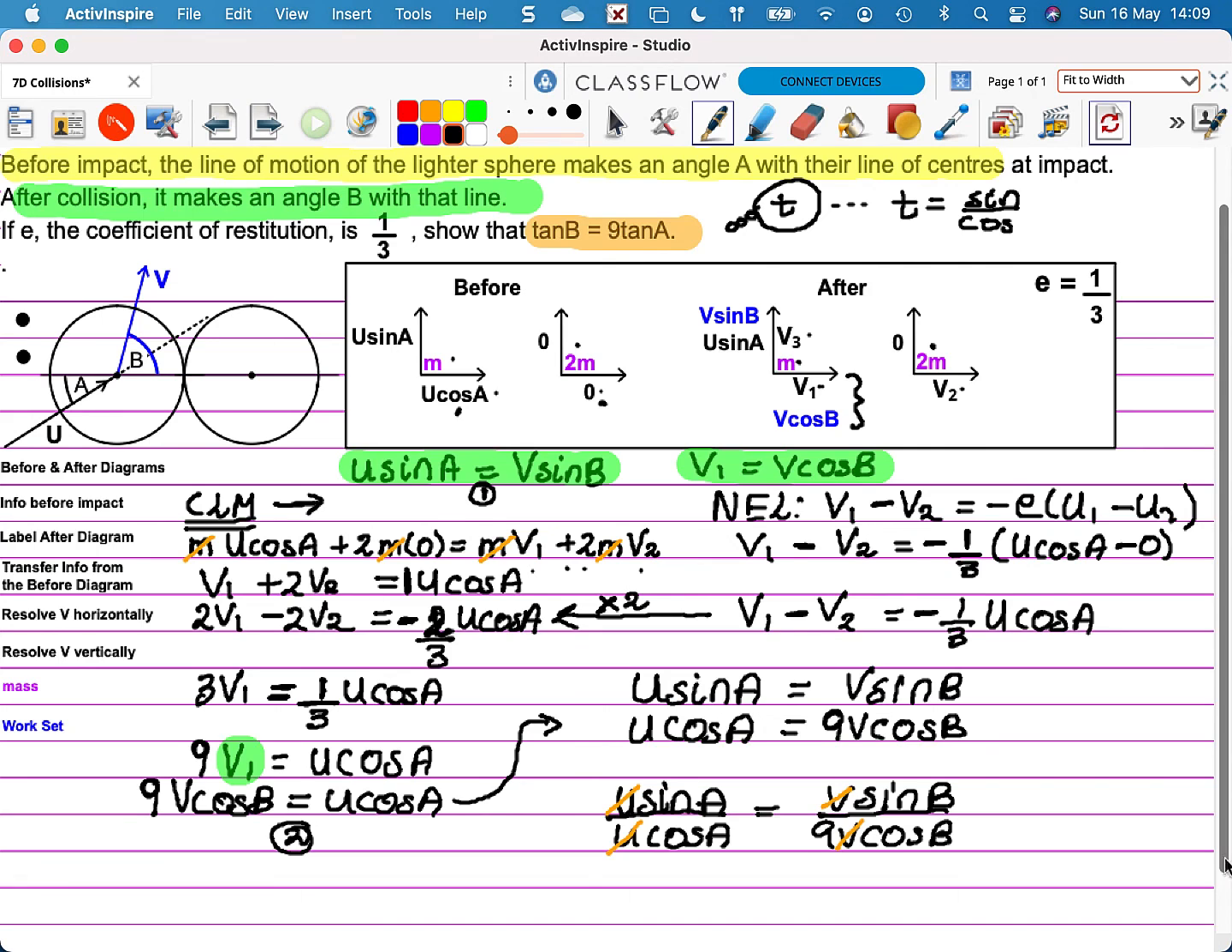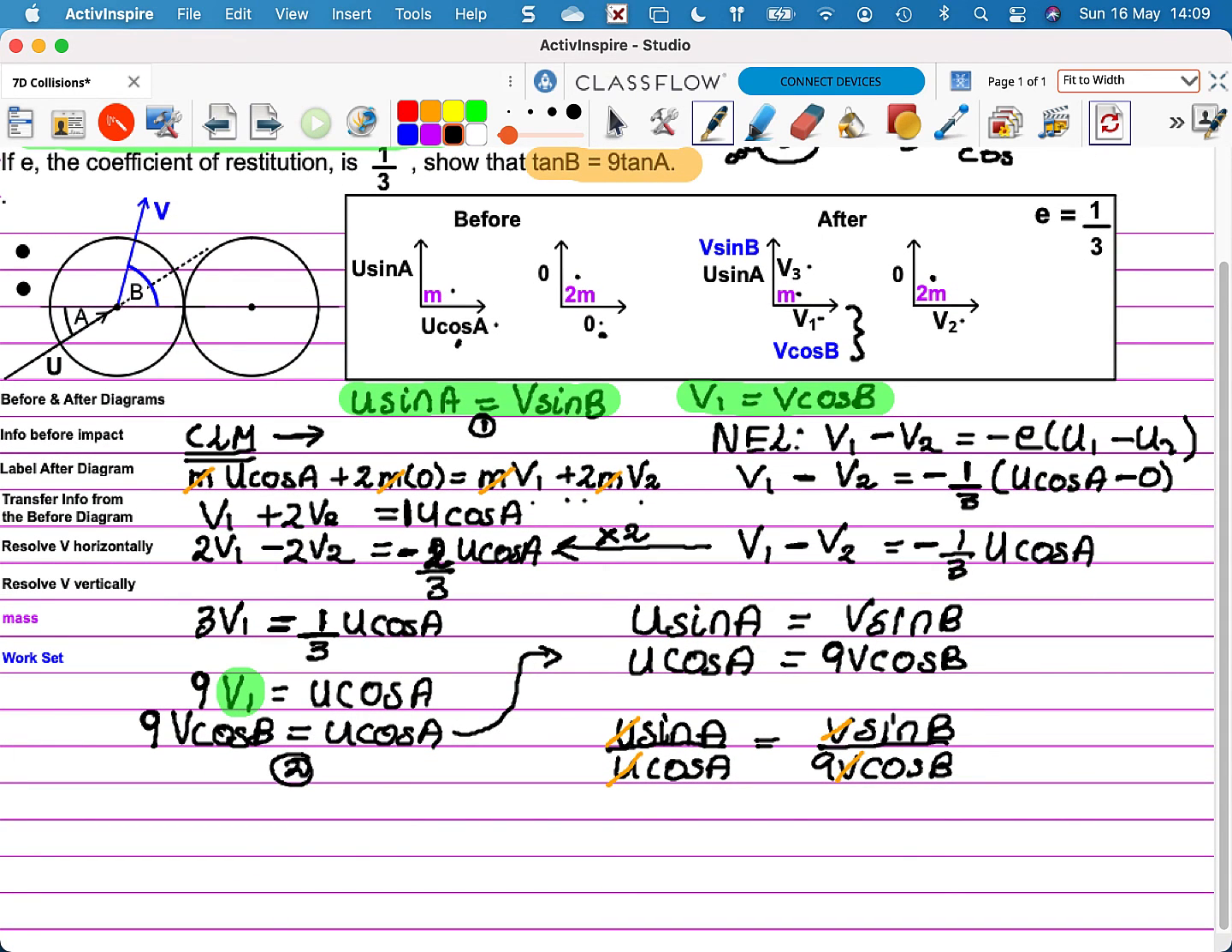And from what we said earlier on, we know that sine A divided by cos A is equal to tan A. And we know that on top we've got a 1, so we've got 1 over 9. And we know that sine B divided by cos B is tan B. To finish this problem off, all I've got to do now is multiply both sides by 9. So to finish it off, I've now got 9 tan A is equal to tan B, and I've shown what I need to do.